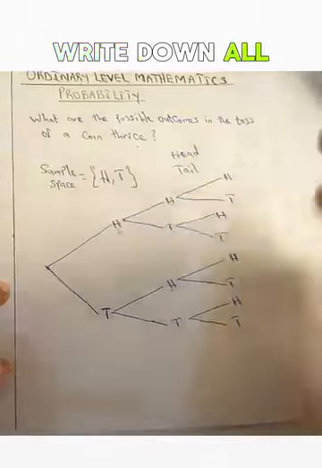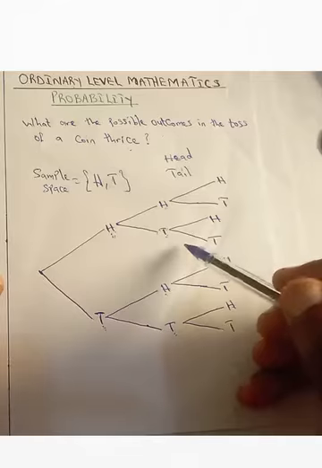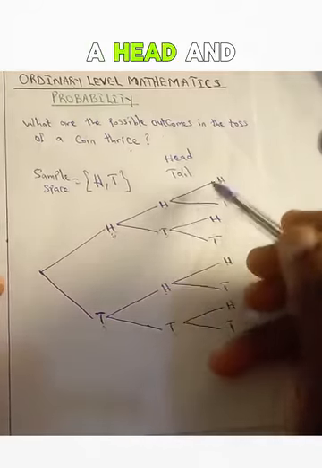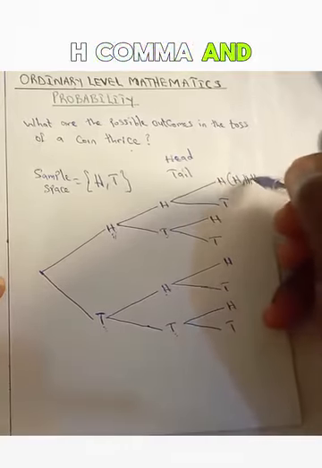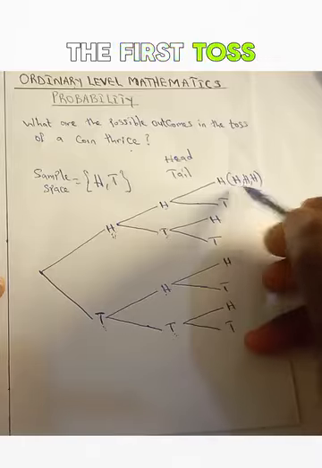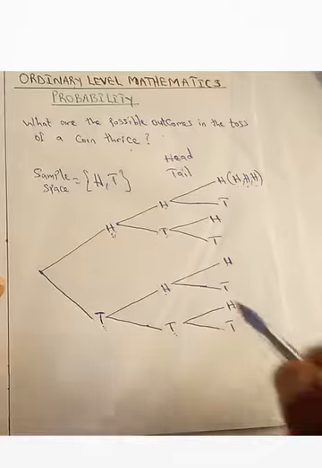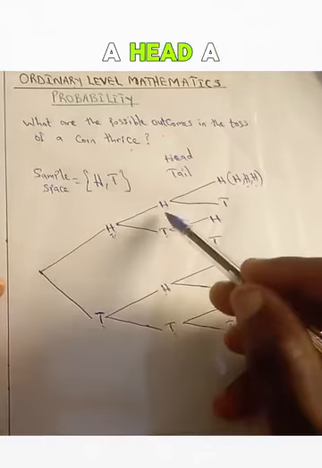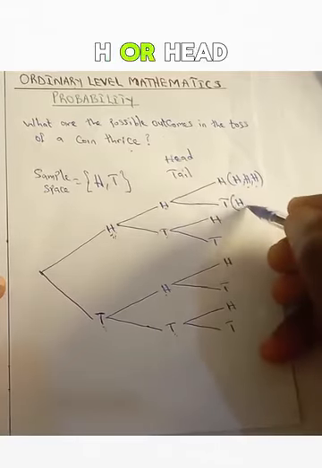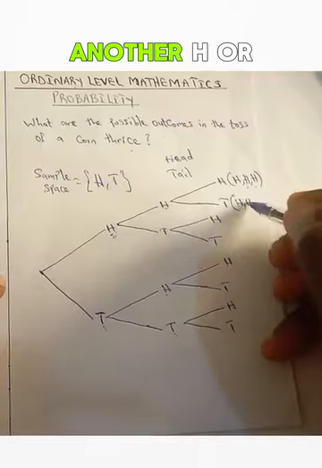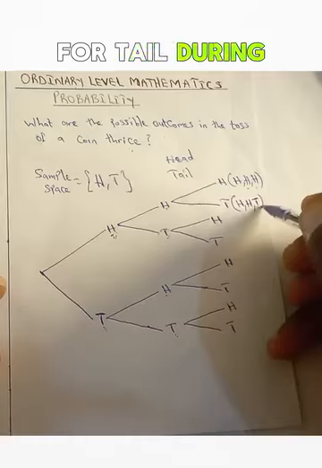So let's now write down all the possible outcomes we can have if we toss a coin three times. We can have a head, a head, and a head. So we'll put here, we can have H, comma, H, comma, and H. A head for the first toss, a head for the second toss, and a head for the third toss. We can have a head, a head, and a tail. So here we will put a bracket, H for the first toss, another H for the second toss, a comma, and a T for tail during the third toss.